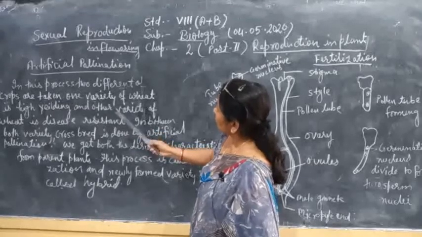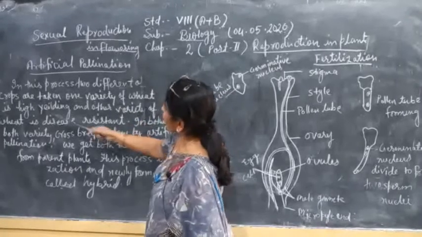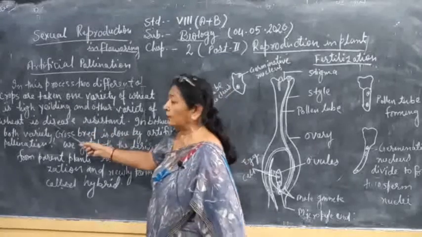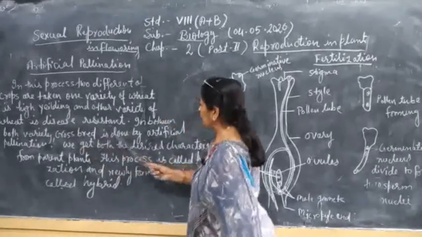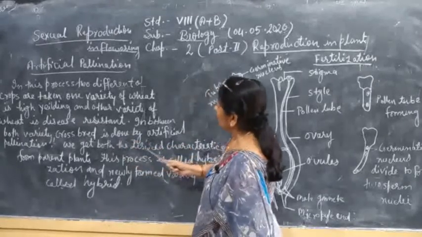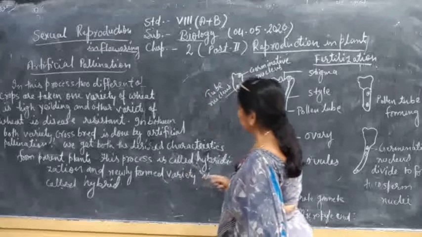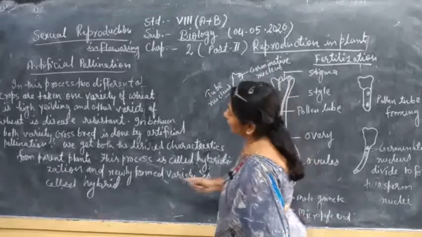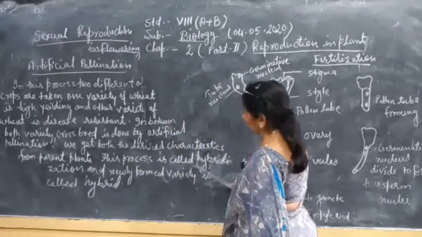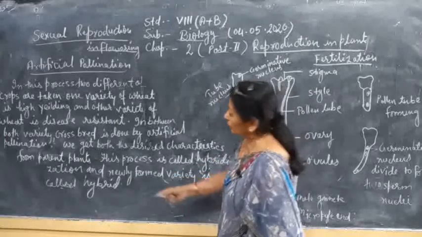Between both varieties, crossbreeding is done by artificial pollination. We get both characteristics, high yield and disease resistance, from the parent plants. This process is called hybridization and the newly formed variety is called a hybrid.